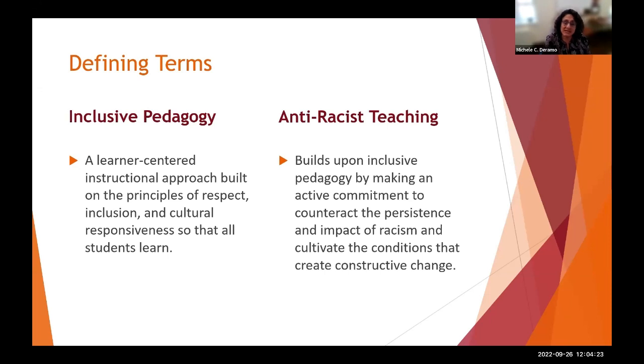And so anti-racist teaching, again, building on these ideas of respect and inclusion and cultural responsiveness, but going a step further by making an active commitment to counteract the persistence and impact of racism and cultivating the conditions in the classroom that create constructive change. So today we're talking about inclusive teaching, and then at the very end, I'm going to really look at how we deliberately make this not just inclusive teaching, but anti-racist as well.